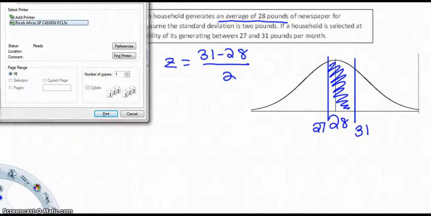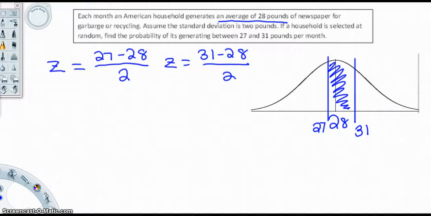I want to pause. So we have 27 subtract 28. We get this side's equal to negative 0.5 or negative 1/2. And this one here is equal to 3/2, which is 1.5 standard deviations.